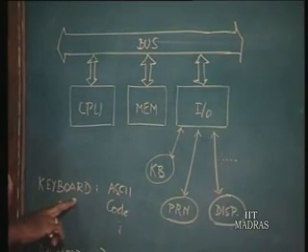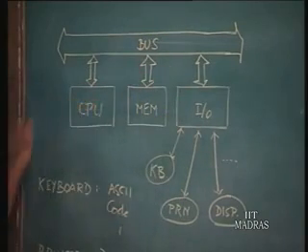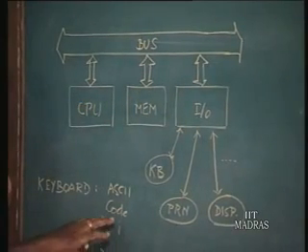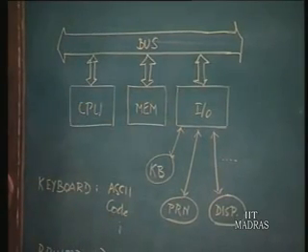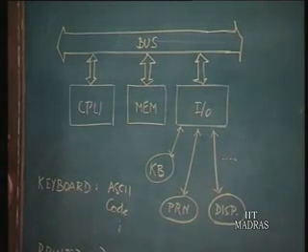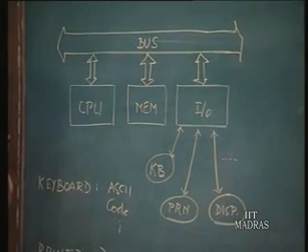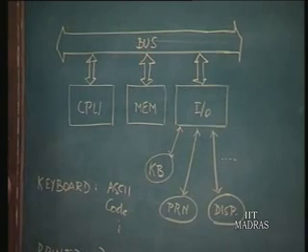Now, if you take keyboard for instance, the CPU will be looking from the keyboard for some code, then that particular keyboard will be called an ASCII coded keyboard. There can be different types of codes. Similarly, there are different ways in which the information can be sent through the keyboard, and accordingly the keyboard types will vary. Fine, we will not go into details.